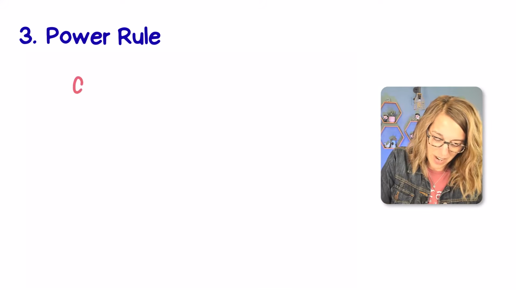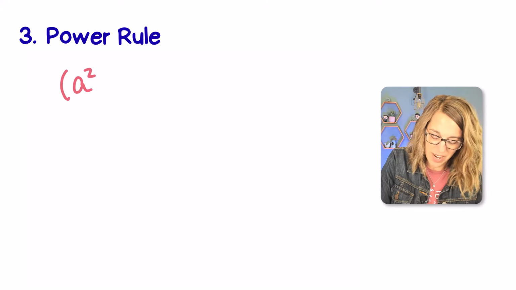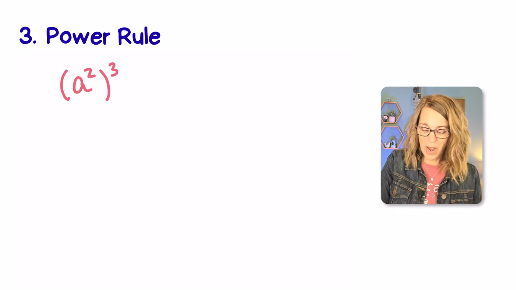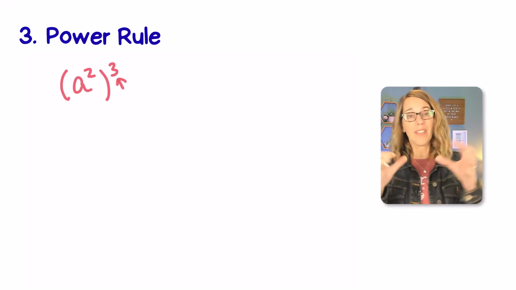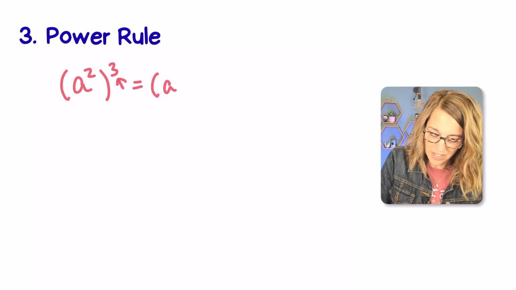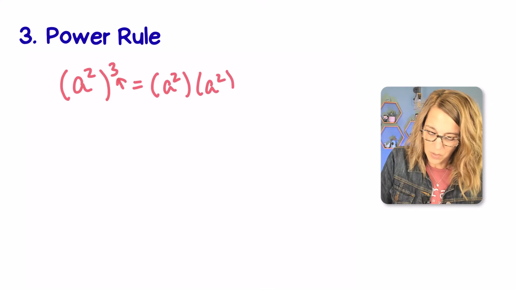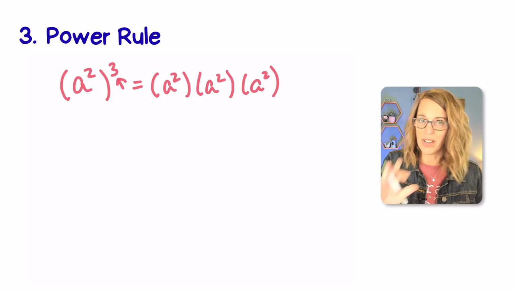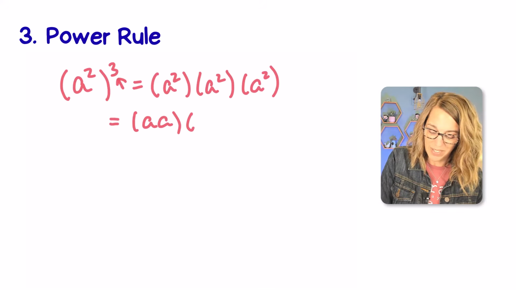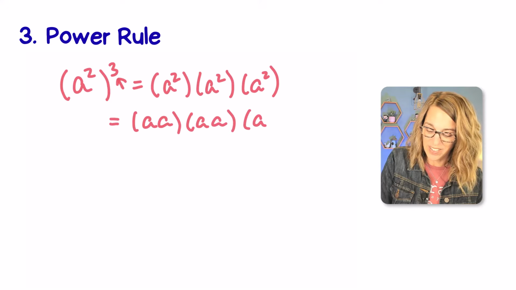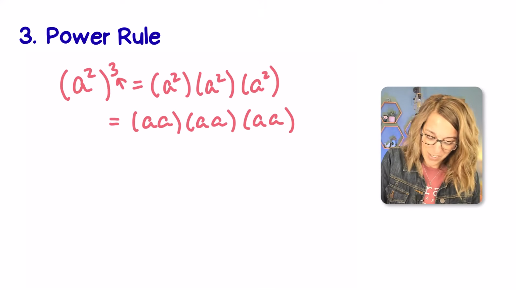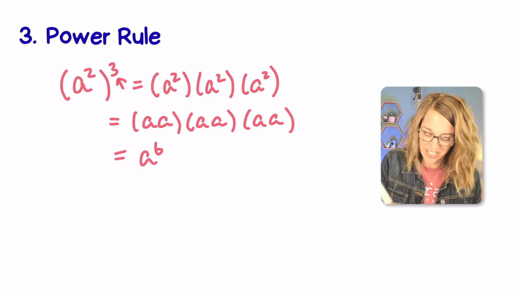So as I put this one together, I'm going to take a squared and I'm going to raise this entire quantity to the third power. Now again, this power 3 literally means that we've got 3 of what's in parentheses. So I can rewrite this out as a squared, a squared, a squared. Okay, so again, I'm just going to do this once, but you could write this out as double a's in each of those parentheses and then count them all up. If I count all of those up, there are 6 of them. So this is a to the 6th power.